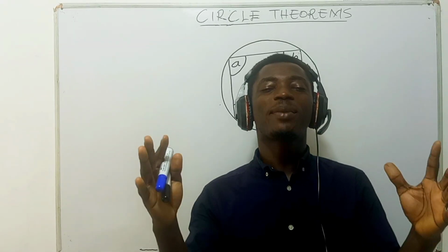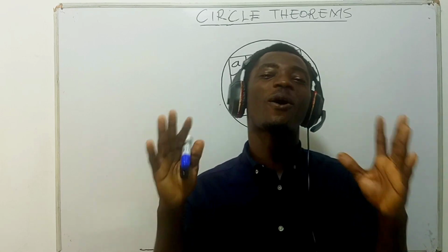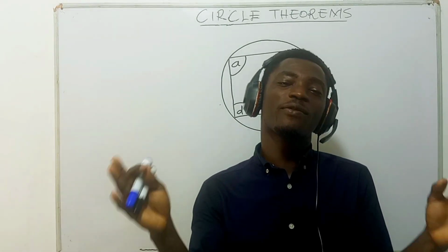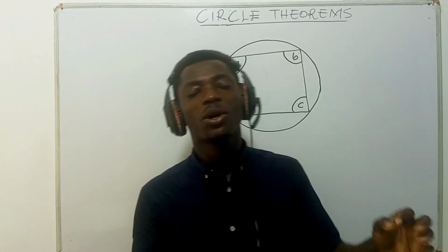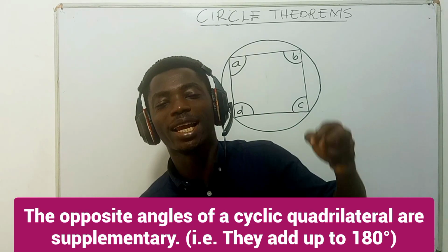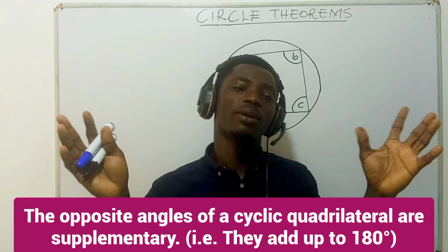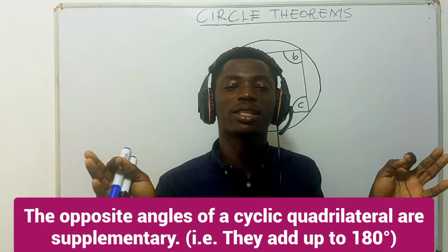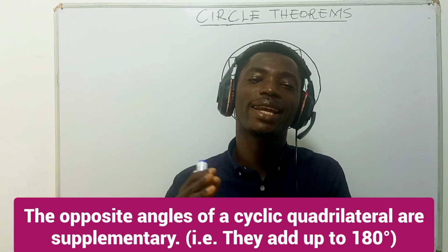All right, welcome back everybody to the seventh theorem of the circle theorems. What is the seventh theorem saying? It says that opposite angles of a cyclic quadrilateral are supplementary. When you say supplementary, it means that they add up to 180 degrees.